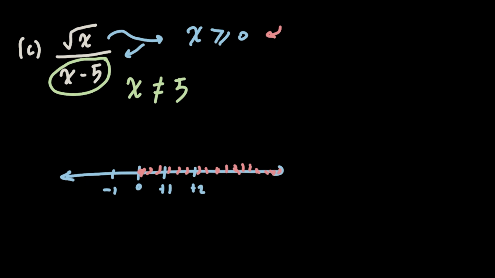And if you look at this condition here, we know that x cannot be 5. So let's suppose that 5 is here. It would be an open circle. It's not included in the domain. So the domain is from 0 until infinity, but 5 is not included. Why is it not included? Because when we have x equals 5, we will have a 0 denominator, which is not defined and not possible in mathematics.